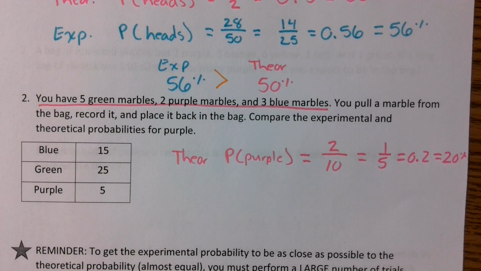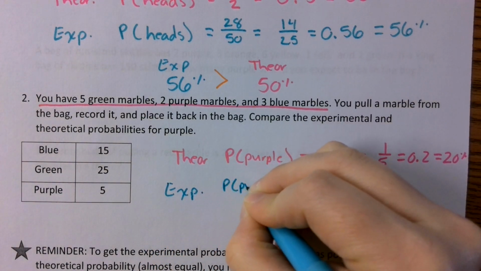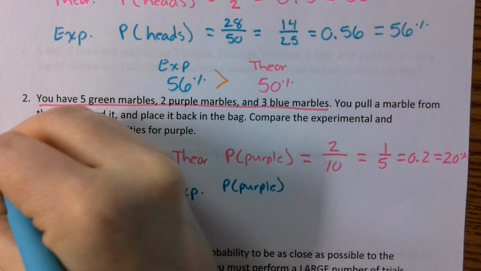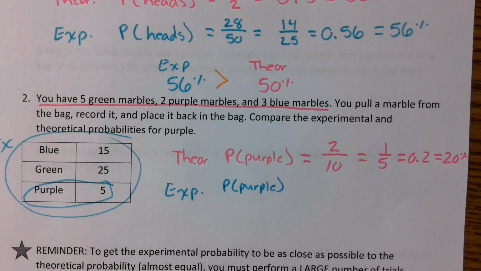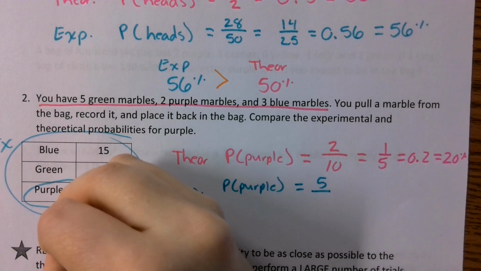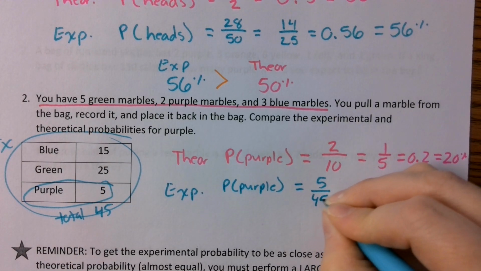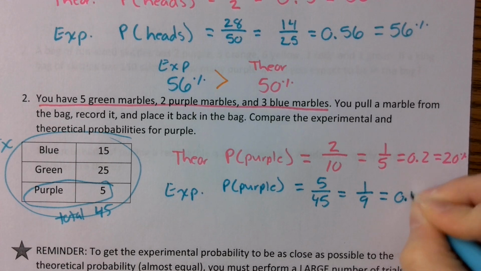Now, the experimental probability. For the experimental probability of pulling purple, that's when we look at the table. This is our experiment. We landed on purple how many times? 5 times. 5 times out of how many total? 45, right? The total here, when we add them all together, was 45. So 5 over 45 simplifies to 1 over 9. That's about 0.11, which is about 11%.